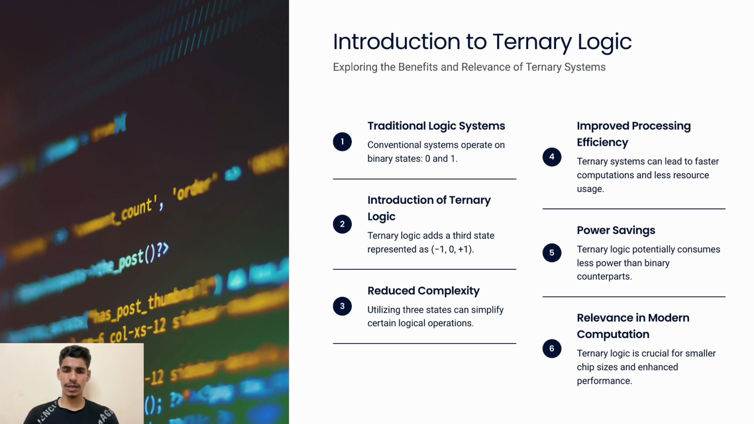Here we first look at traditional logic systems, which use 0 and 1 as the values. Then, on the basis of that introduction, we explored the third state, which we can use as -1, 0 and +1. The further advantages are reduced complexity and improved processing efficiency, as it can increase the speed of the work, and power saving can also be considered.